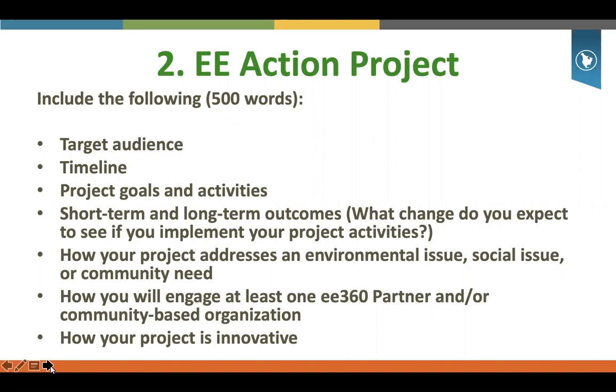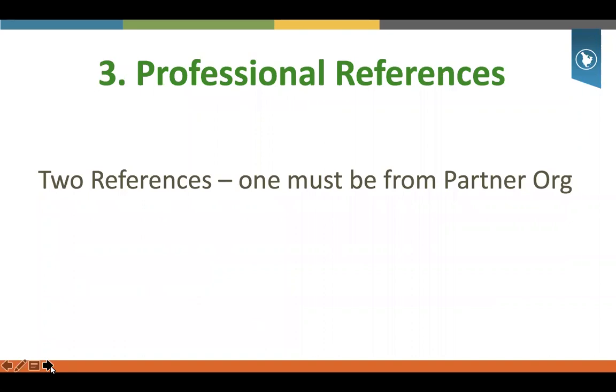Okay, so what are we on? We're talking about the application. I was just talking about professional experience, the EE Action Project, and then the last part of the application is centered on your professional references. We talked a little bit about this already. You must submit 2. One must come from your partner organization detailing their support for you, and then the other reference can come from any other person that's familiar with your professional experience. And these letters should get sent to you directly so that you can upload them and add them to your online application.